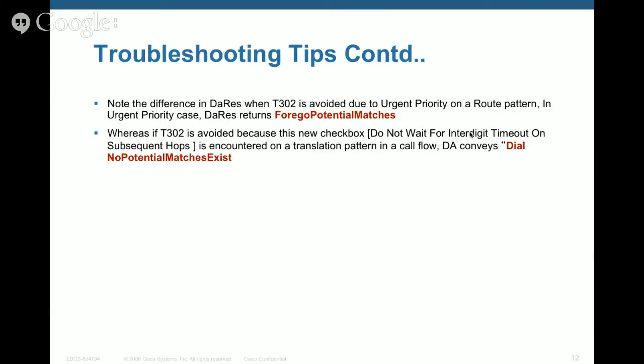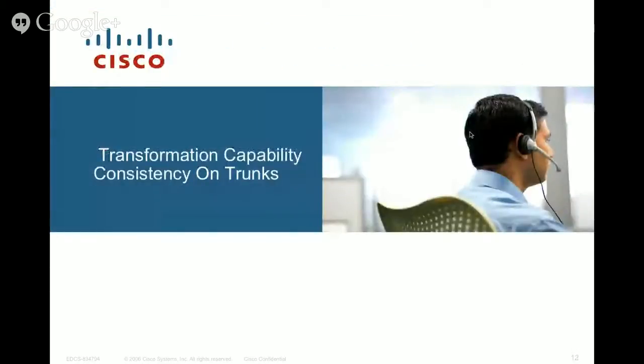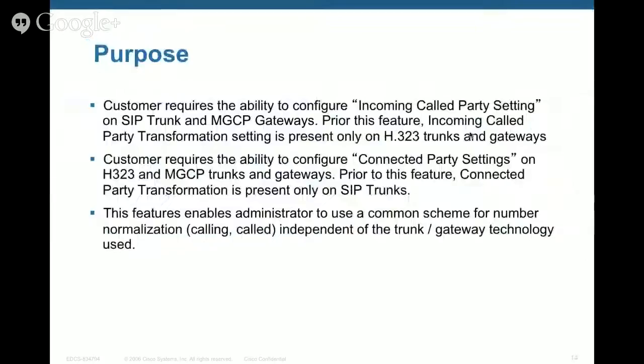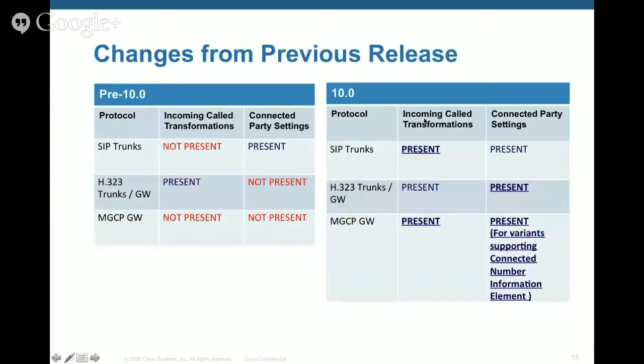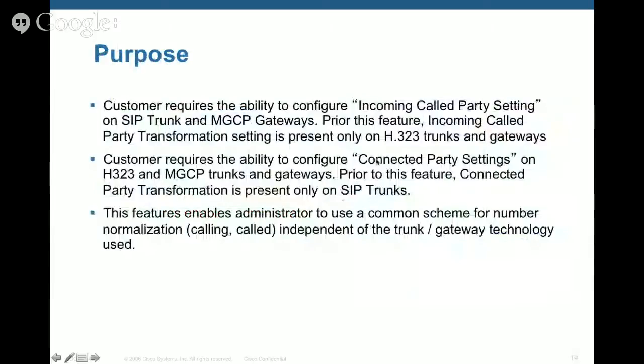Alright. Now let's go to transformation capability consistency on trunks. What does that mean? We have incoming calling party settings, which is available only on the H323 gateways and not there in the MGCP and SIP trunks. The first one, right? And the second one, connected party settings, which is available only on SIP trunks at the moment and not there on H323 and MGCP gateways.